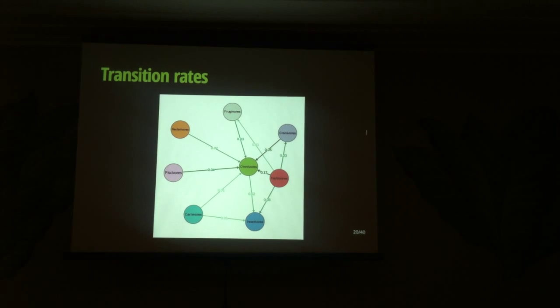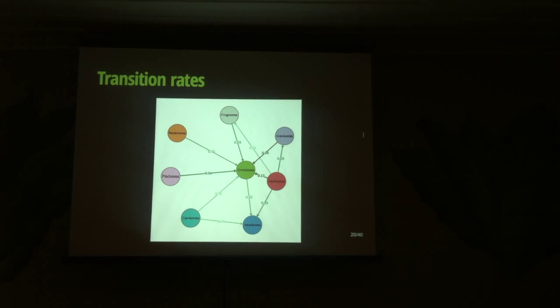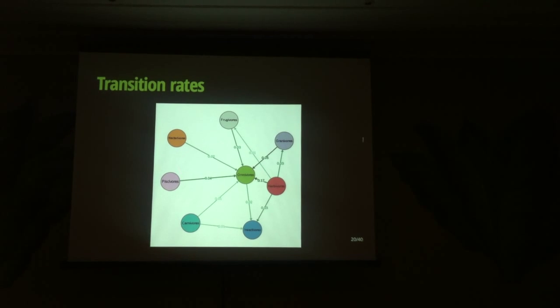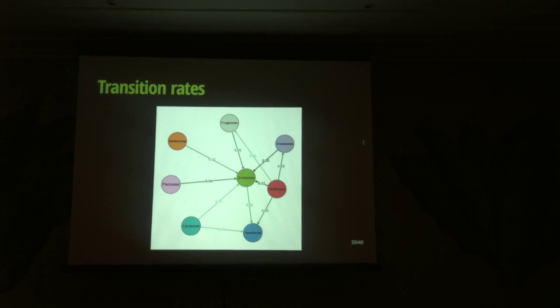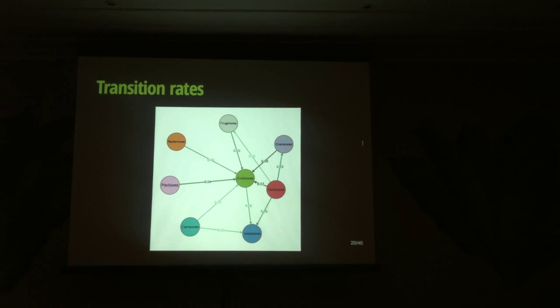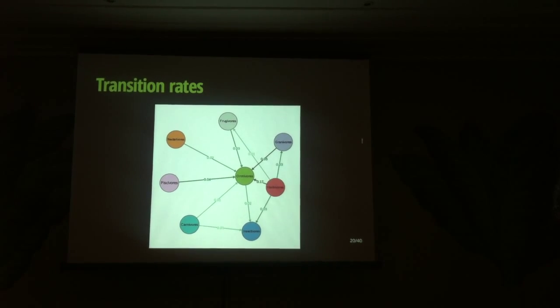Lastly, we've got some results about the transition rates. We allowed all transition rates to be freely estimated, and what we can see here is that basically all significant transition rates are towards omnivory, with a few minor exceptions towards insectivory, but basically all transitions go towards omnivory.